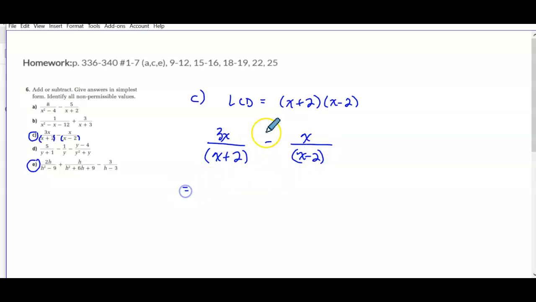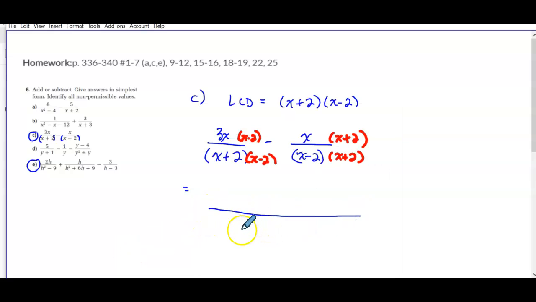Now to get my lowest common denominator for both, I need to multiply through. So I've got x plus 2, but I need x minus 2, so top and bottom by x minus 2. This one, I already have x minus 2, so top and bottom by x plus 2. Then I can write it out as a single rational expression with that common denominator, and now expand out. Okay, cannot divide. Sometimes people will, I'll actually show you what they'll do.